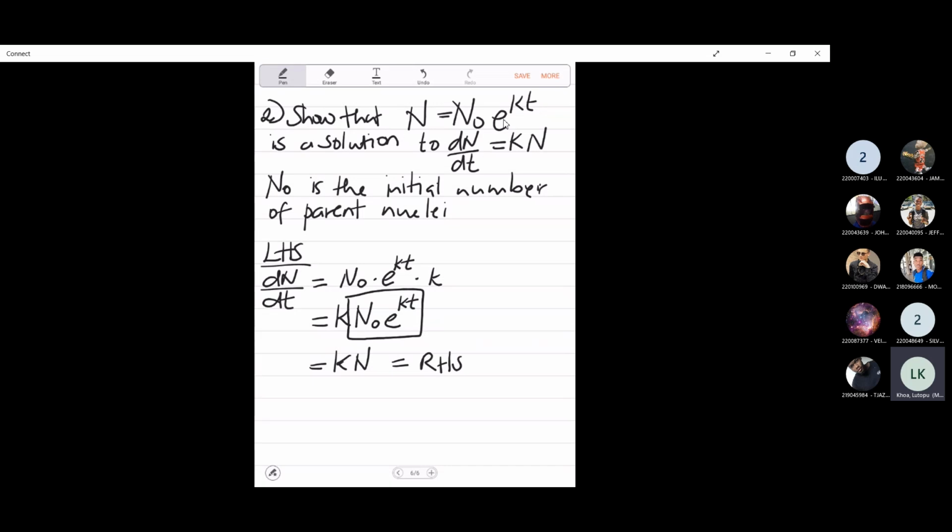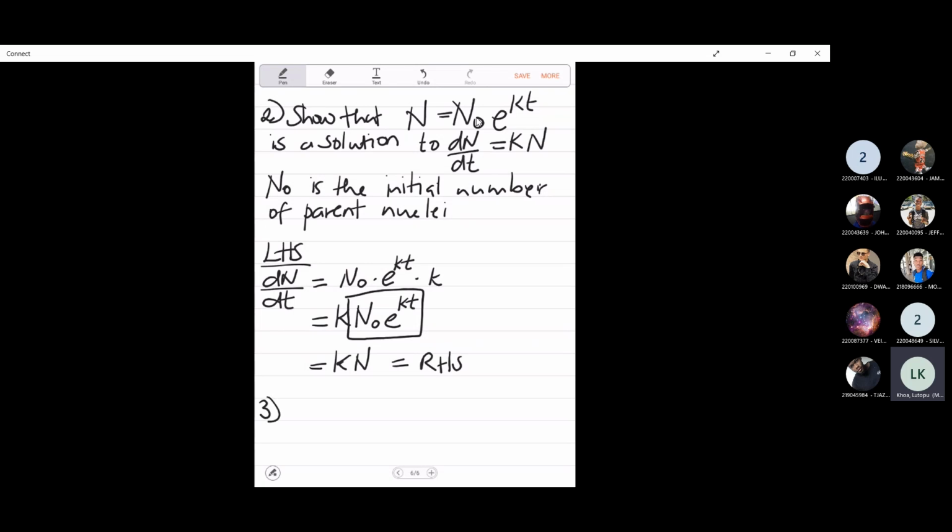Okay, so sometimes when you're showing that one is the solution of the other, try not to worry too much about the words and the explanations said over here. Even if you don't understand what a parent nuclei is, you have to remember the mathematics of it: I just need to differentiate this and show that I can write it as k times N, where N is equal to that.